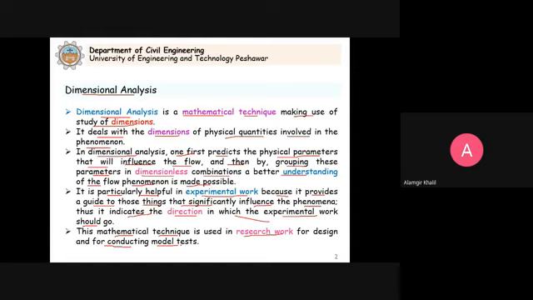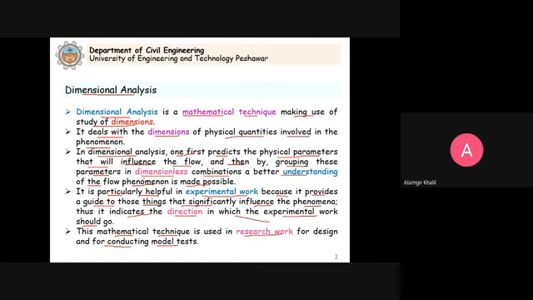So if you do dimensional analysis beforehand, it will tell you what to use. That is why you can see here that this is used in research work for design and conducting the model tests. So this is actually a very powerful technique. So let us study, now that we know the importance of dimensional analysis. You can see here that this is used for design and for conducting the model test.